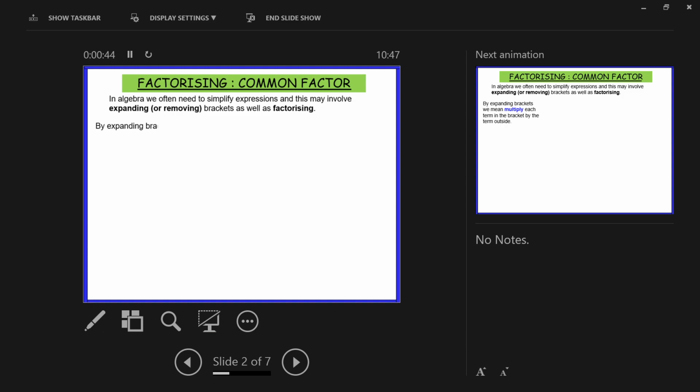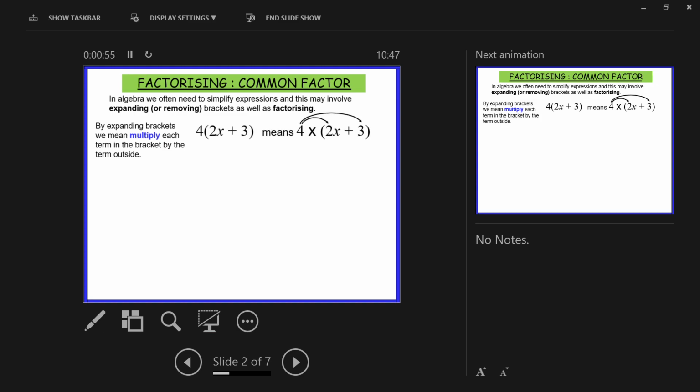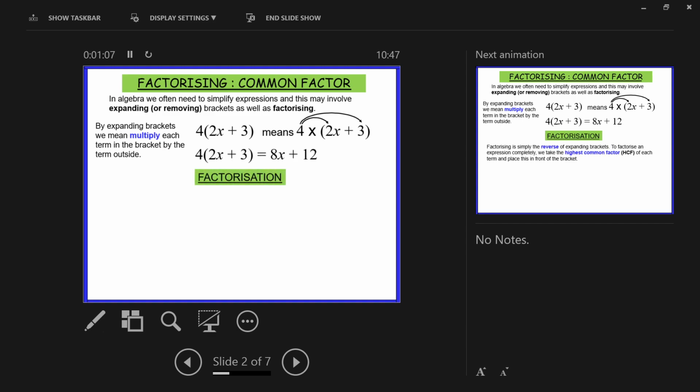Okay. By expanding brackets, we mean multiply each term in the bracket by the term outside. So, you guys have done this. I gave you 4 bracket 2x plus 3, and then what you did is you multiplied in that 4. Do you remember? Yes, ma'am. Okay, so you then eventually got 8x plus 12. Everyone fine? So, factorizing, people, is the opposite of that.